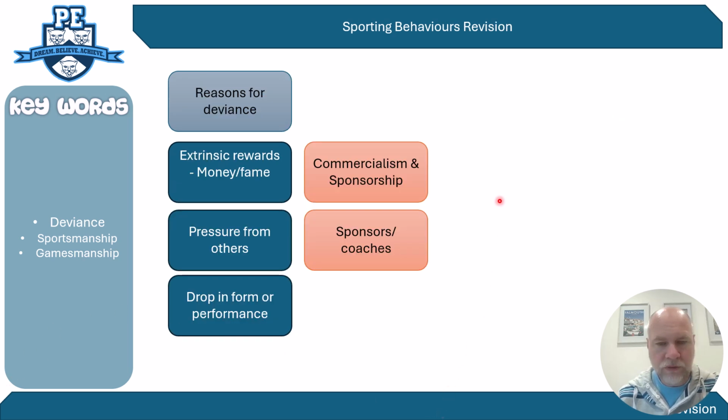So, reasons for someone becoming deviant, and this could be another fact in AO1 if it was a 9-mark question, or it could be just on its own, what are the reasons for deviancy. So we have essentially the extrinsic rewards. Extrinsic comes from external, so things like money and fame, prize money, things like that, reasons why someone might cheat. Other things might be pressures. So pressures from other people outside, the pressures from coaches, pressures from sponsors, and so on and so forth.